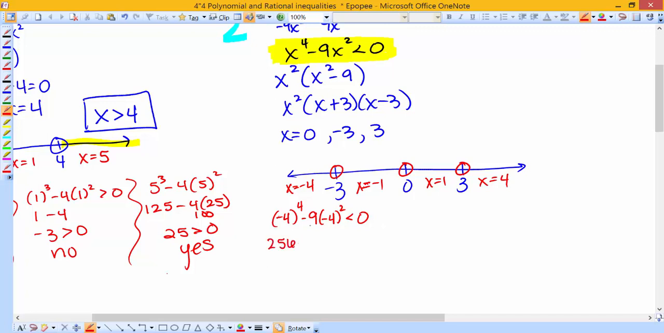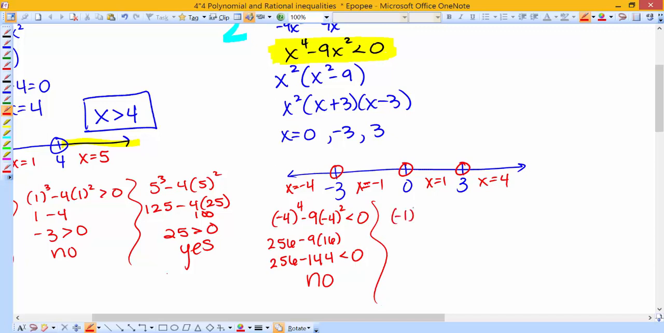So this is 256. And then this is negative 9 times 16. So 9 times 16 is 144. So 256 minus 144. Is that going to be less than 0? No. Now I'm going to work on negative 1.